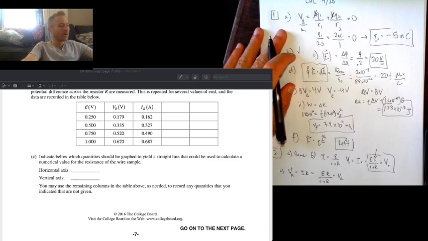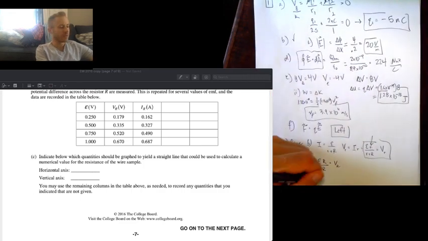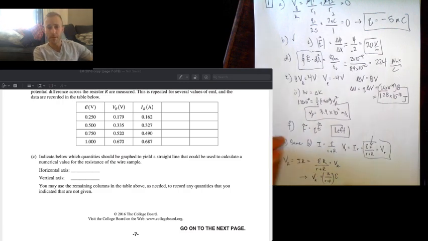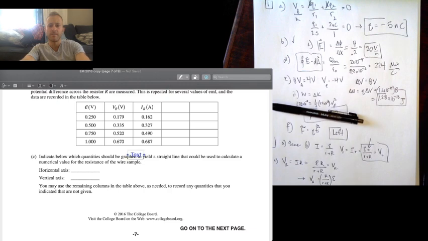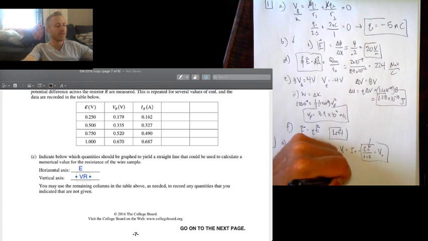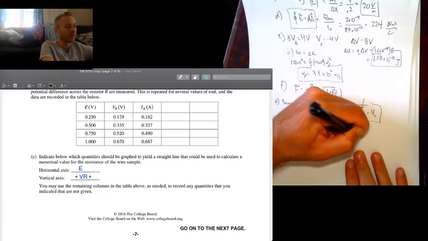So that means that if I put V sub R on the vertical axis, and I put E on the horizontal axis, the slope would be big R over little r plus big R. So on the horizontal axis, I'm going to put E, and then on the vertical axis, I'm going to put V sub big R. If I do this, I can see that the slope is big R over little r plus big R.